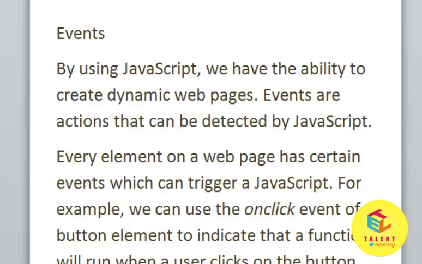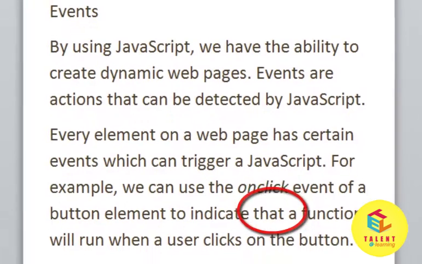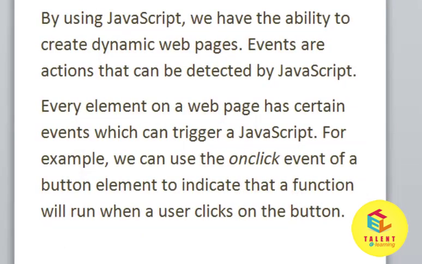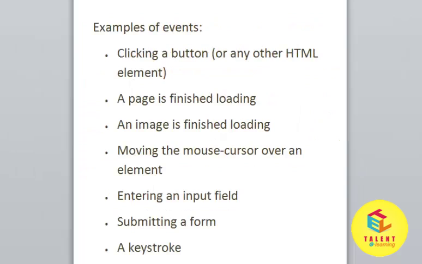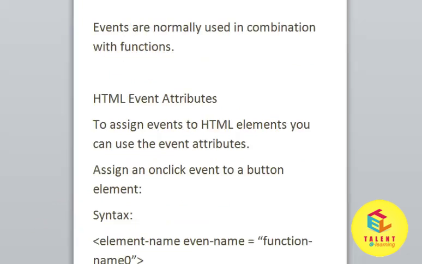For example, we can use the onClick event for a button element to indicate that a function will run when a user clicks on the button. Here are examples of events: clicking a button, a page finishing loading, an image finishing loading, moving the mouse cursor over an element, entering an input field, submitting a form, and any keystroke. Events are normally used in combination with functions.